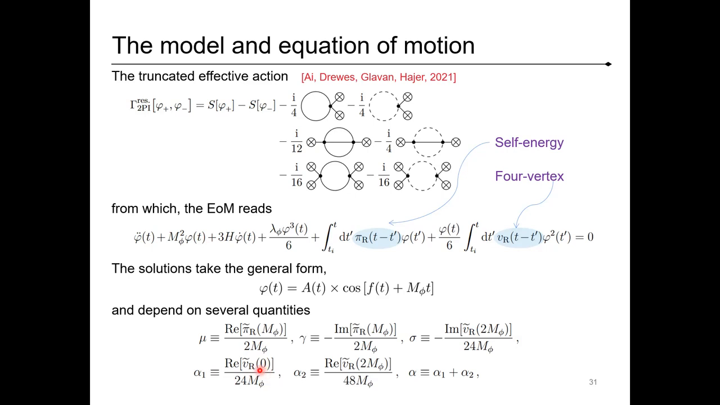Now, I would like to emphasize that here, the real part of the self-energy or the proper four-vertex function will induce corrections for the frequency for this part. While the imaginary part of the self-energy, gamma, and the imaginary part of the proper four-vertex, sigma, will induce dissipation. Okay, so they will appear in the envelope function A of t.